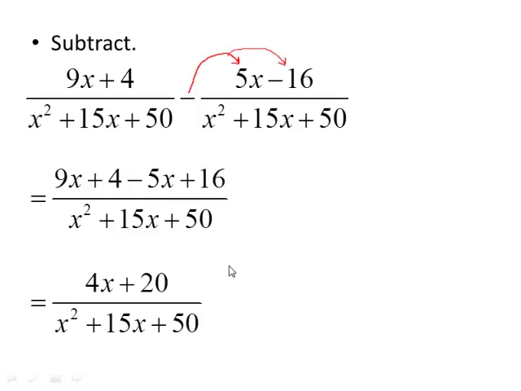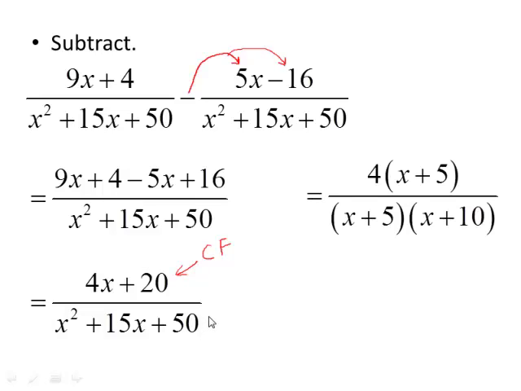Now it's time to see if we can factor and cancel. In the numerator, we have a common factor of 4 that we can factor out. The denominator is a trinomial, so we can factor that as well. And I have a common factor of x plus 5 in the numerator and denominator. That's going to leave me with the fraction 4 over x plus 10.